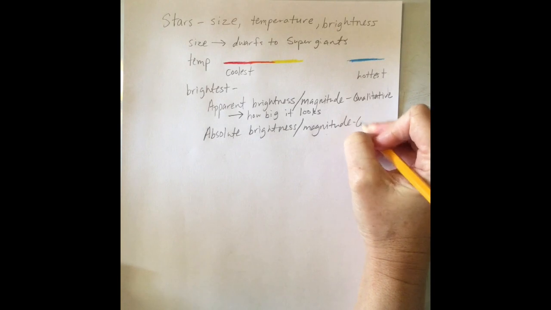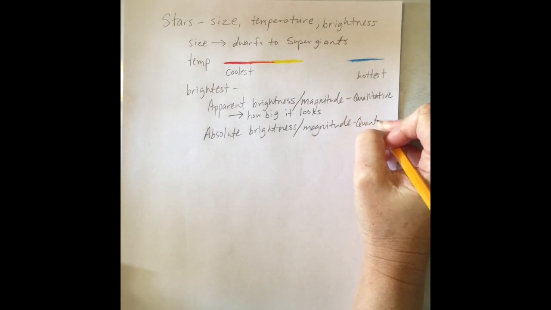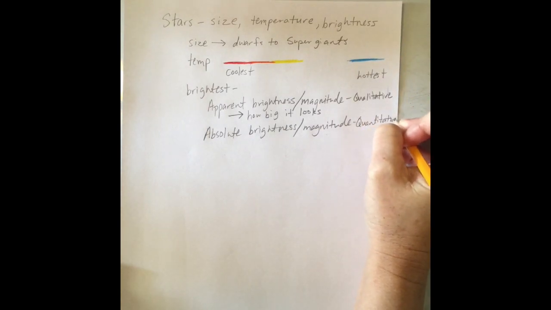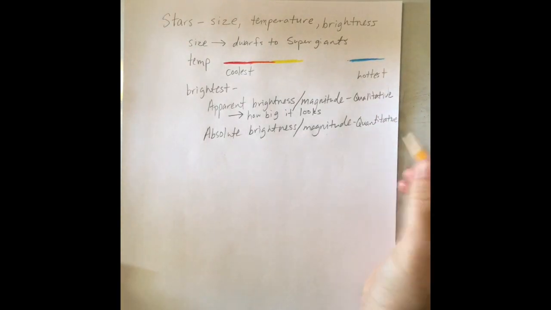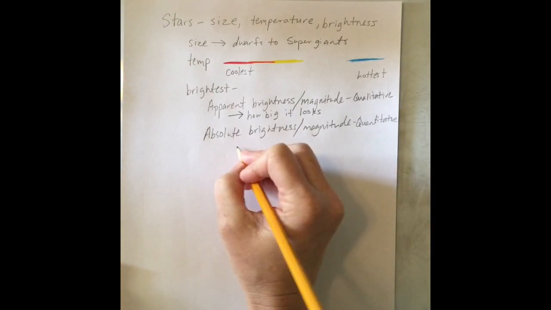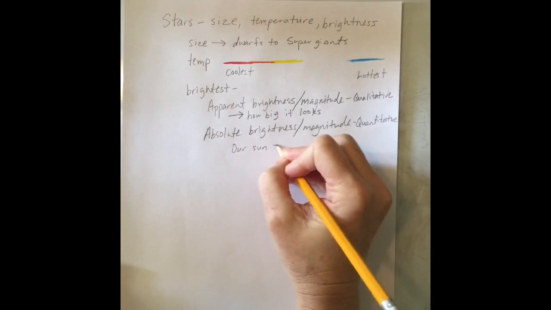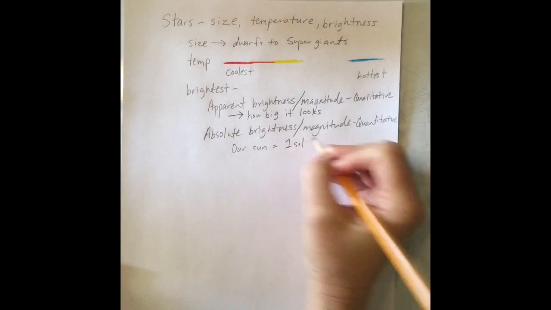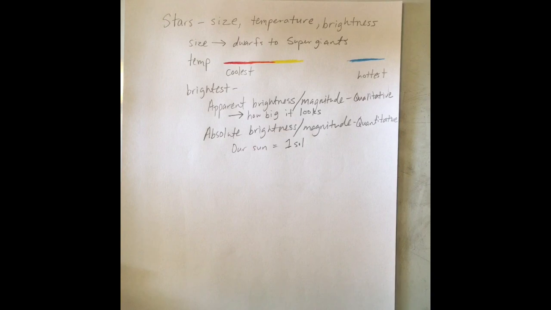Absolute brightness or magnitude is a quantitative measurement. So it is based on a true measurement. We use our sun as the baseline for absolute brightness or magnitude. So our sun has a magnitude of 1 sol. If you see something that is 500 sols, that means that it's 500 times larger than our sun.